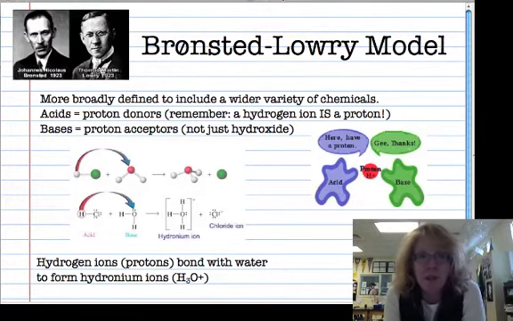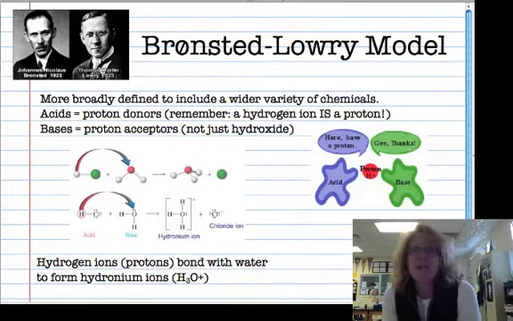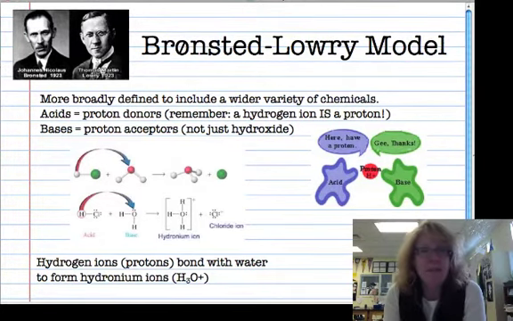The base's definition is actually what's more different. So things like NH3, which is ammonia, the reason why it acts like a base is due to its Bronsted-Lowry model, that it accepts protons. It does not have a hydroxide, so it doesn't really work that way.